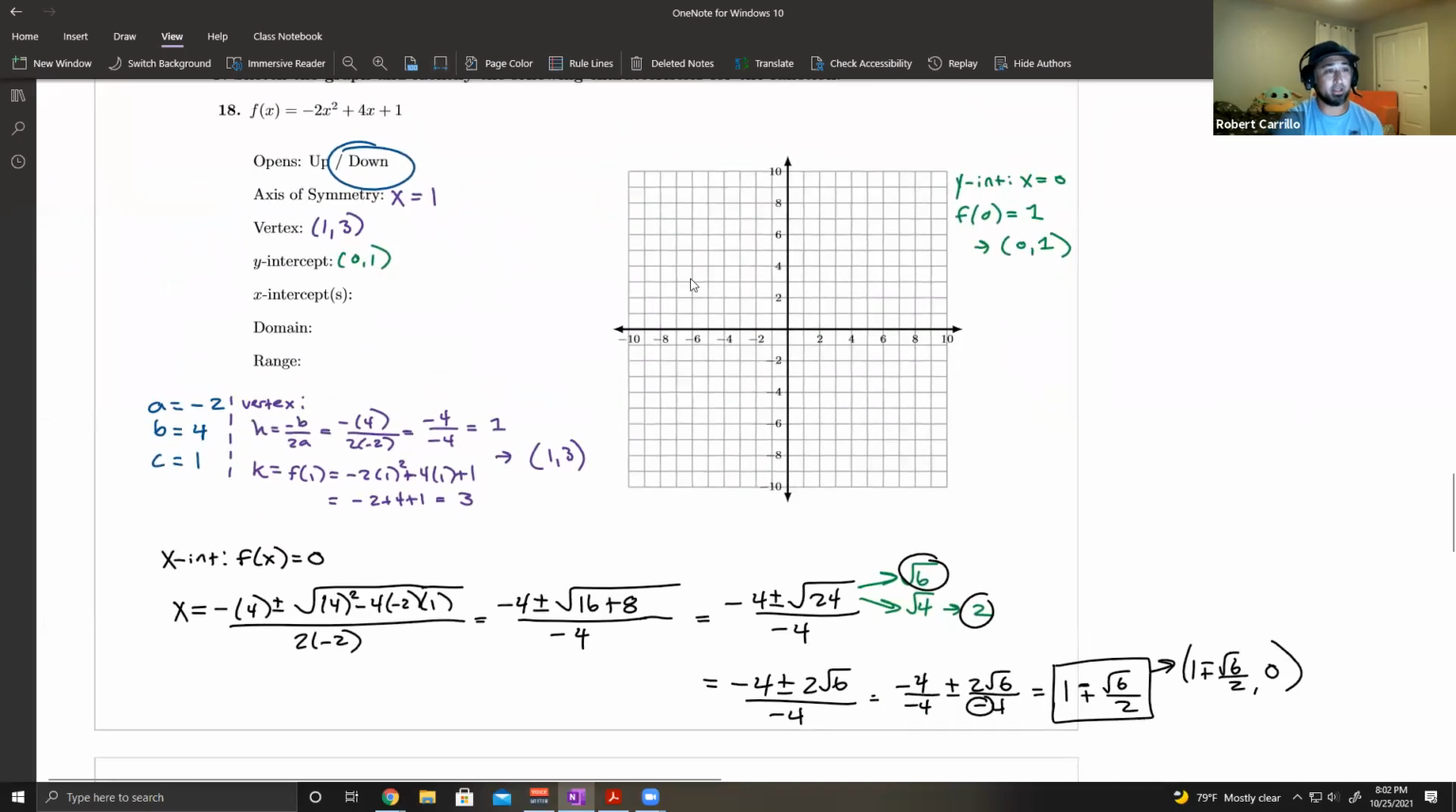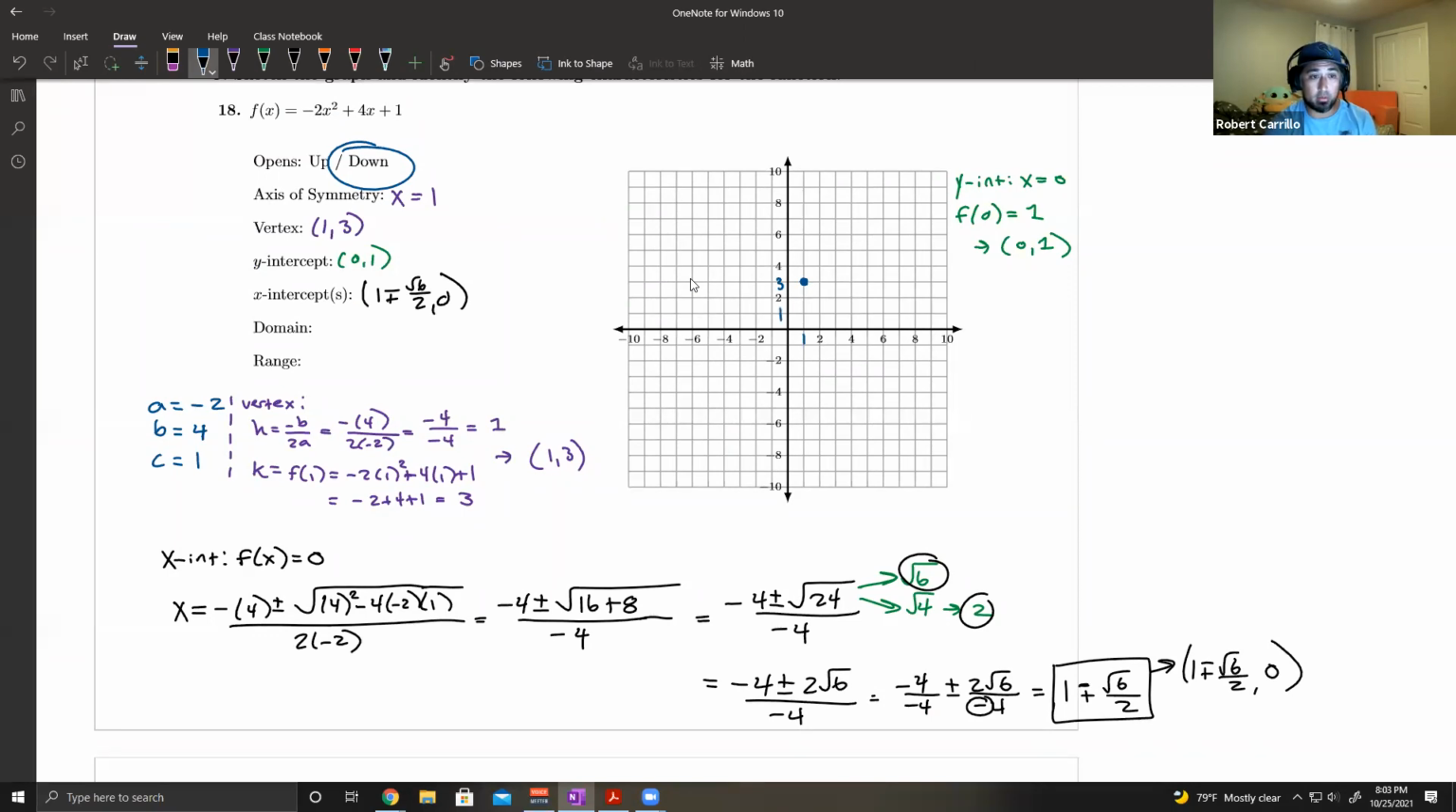Okay. So we found our x-intercepts. I'll put those here: 1 minus plus square root 6 over 2 and 0. And now let's just graph the rest of it. We're just going to use the vertex and the y-intercept. My vertex is at 1, 3. So here's 1, there's 3. My y-intercept is at 0, 1. So right here is my y-intercept. And then we have our lovely axis of symmetry that cuts through this point.